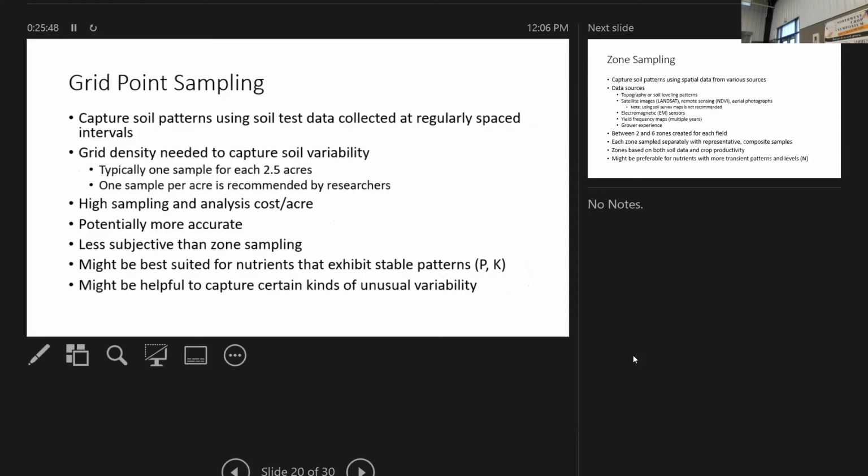All right, so benefits of grid sampling: it captures the soil patterns probably better than some of the other options. It does capture them better.